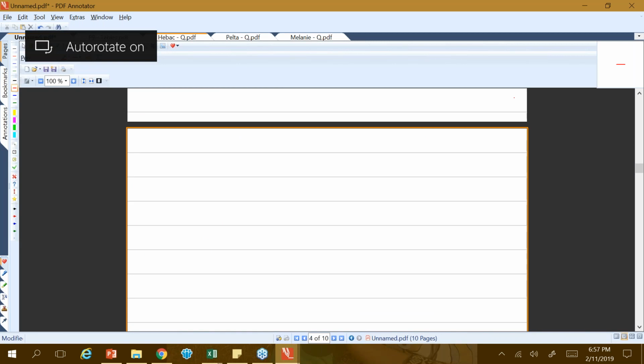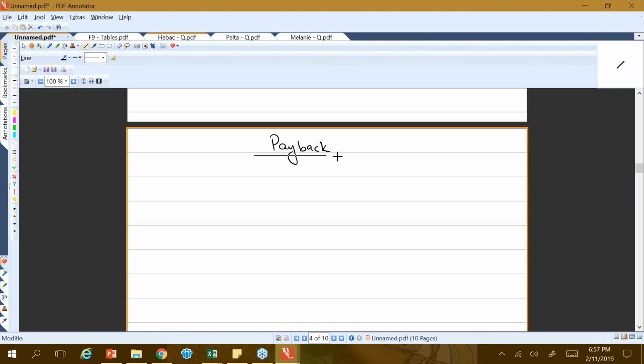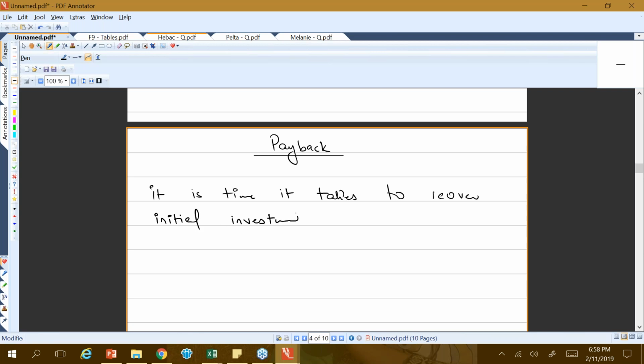So let's put things here. Payback first. It is the time it takes to recover the initial investment based on free cash flows. And again, free cash flows are the ones which have been adjusted for everything, and we don't need to adjust anything more than that.